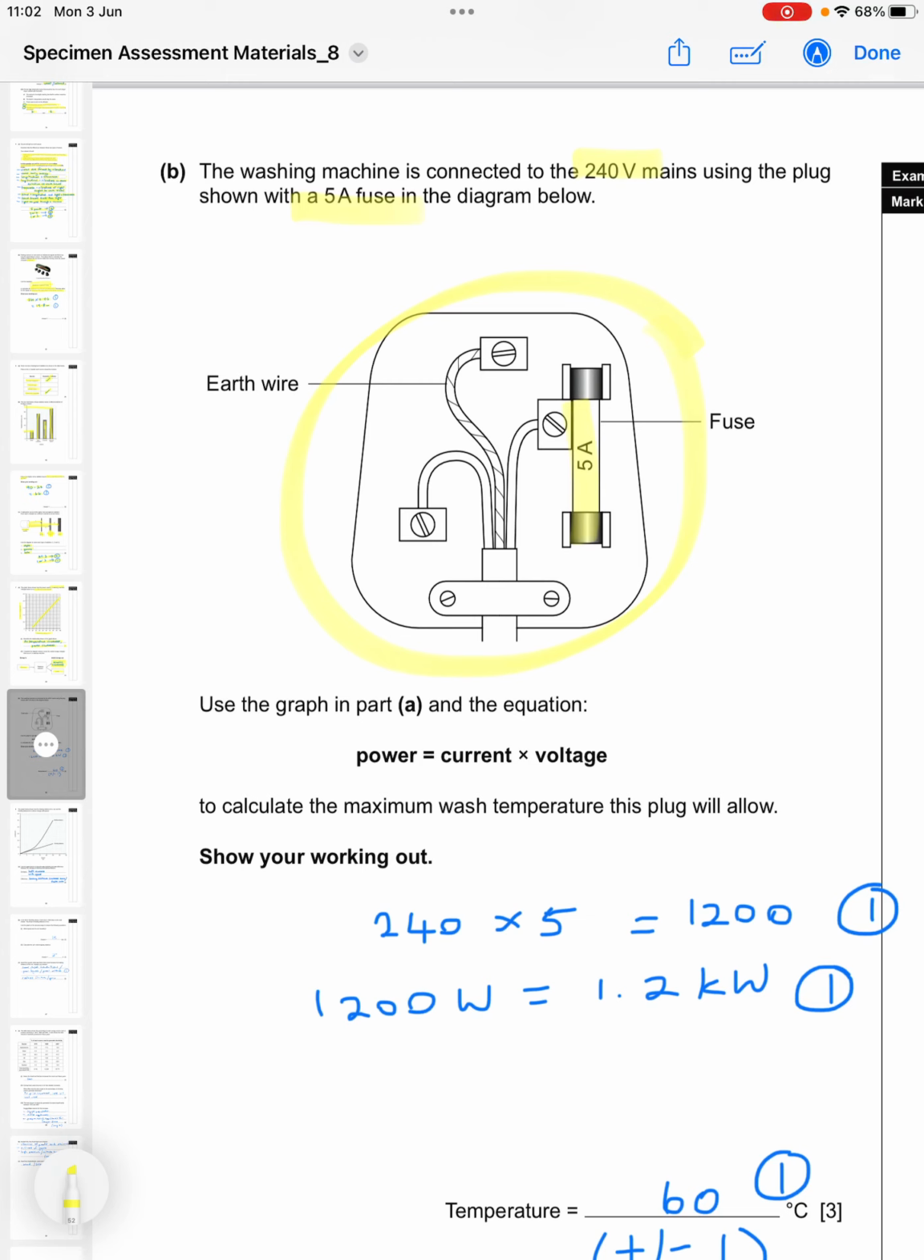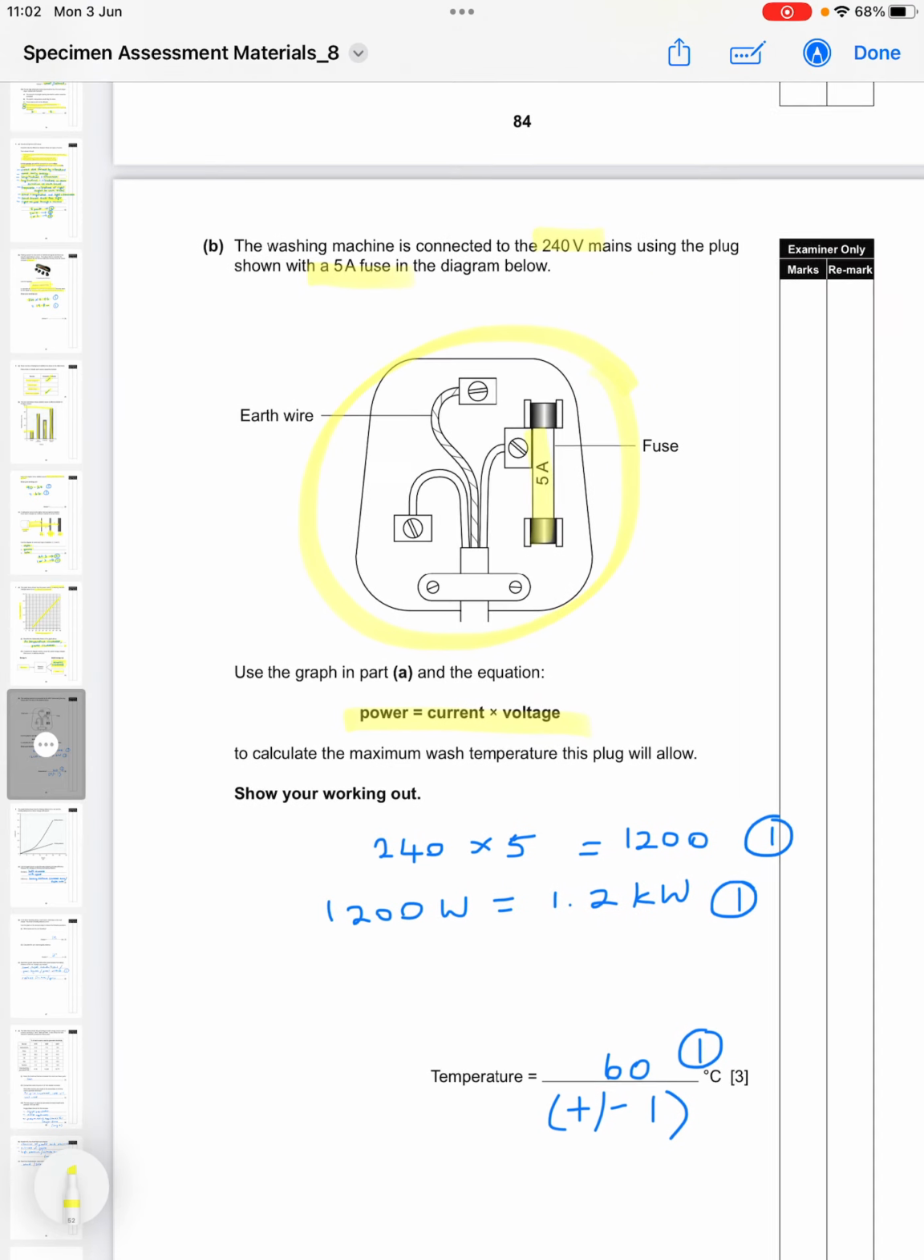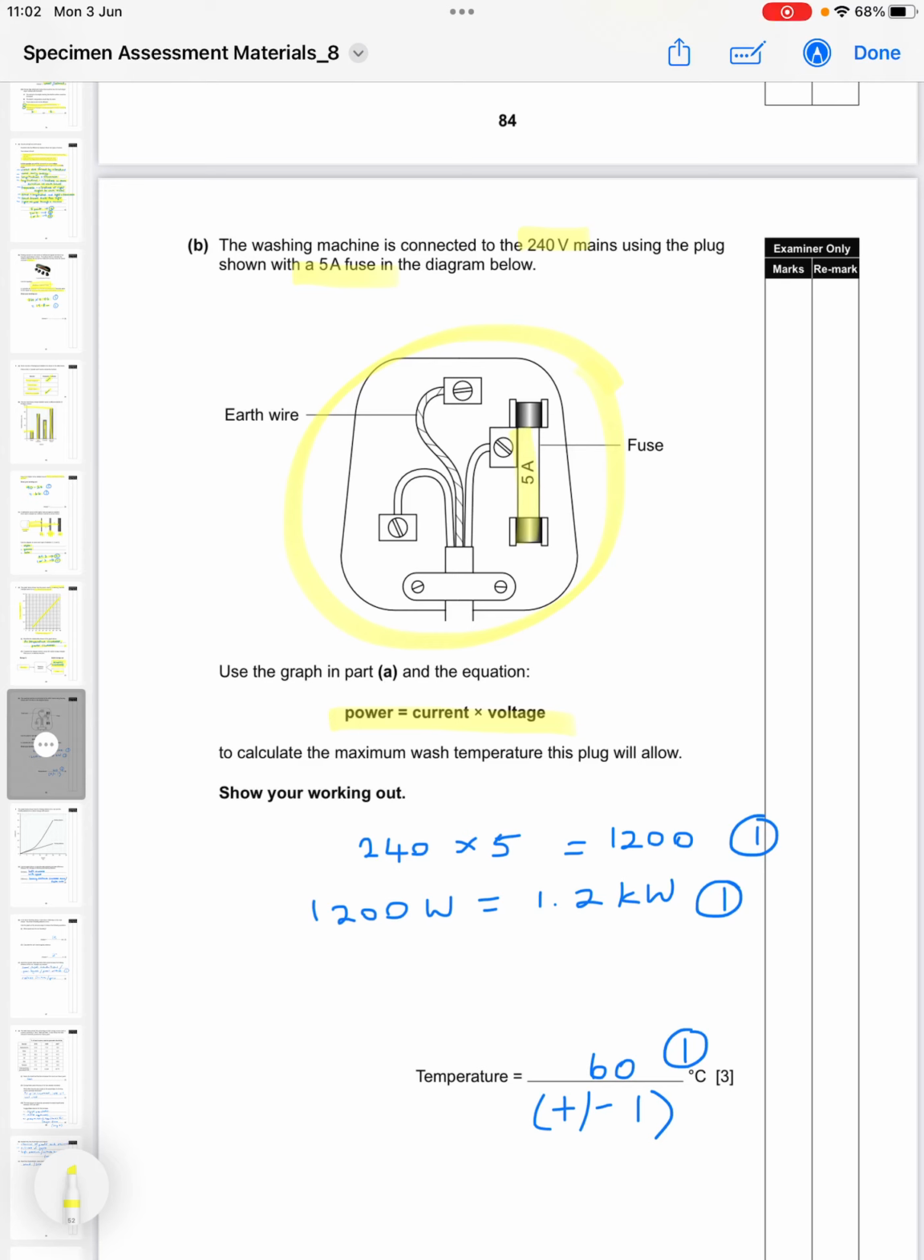Use the graph in part A and the equation power is current times voltage to calculate the maximum wash temperature this plug will allow. So we're looking at this part. We have 240 volts, that's the voltage, times 5 amps, which is the current. Sorry, I've written those the wrong way around for the equation, but it does the same job. So it's 1200 watts, which is 1.2 kilowatts.